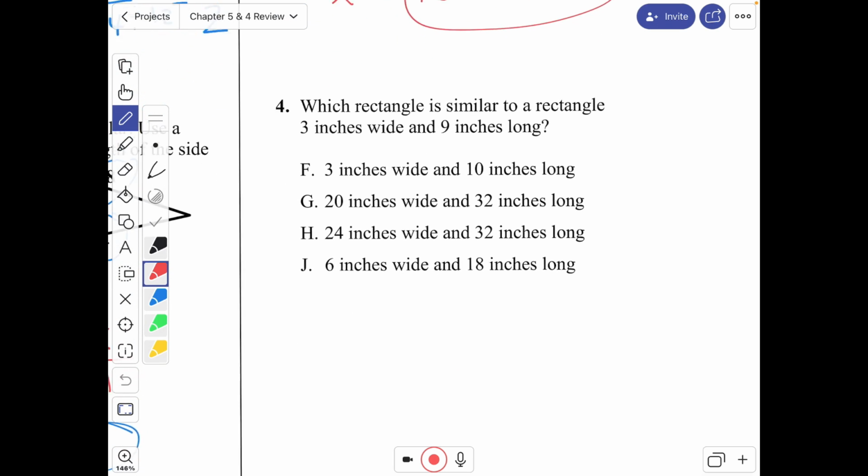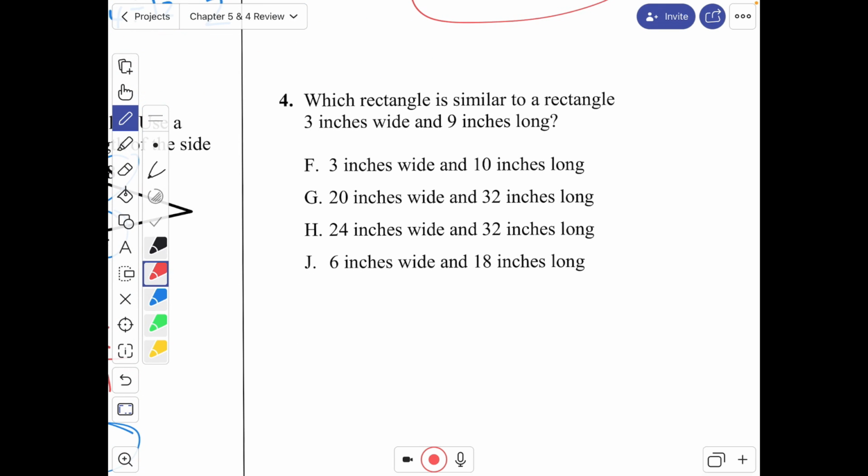Number 4. Which rectangle is similar to a rectangle with 3 inches wide and 9 inches long? So that's kind of like what we did with number 1. We're going to set up some proportions, but let's just simplify that fraction first. 3/9 simplifies to, if you divide both of those numbers by 3, it simplifies to 1/3. So let's see which of these answer choices simplifies to 1/3.